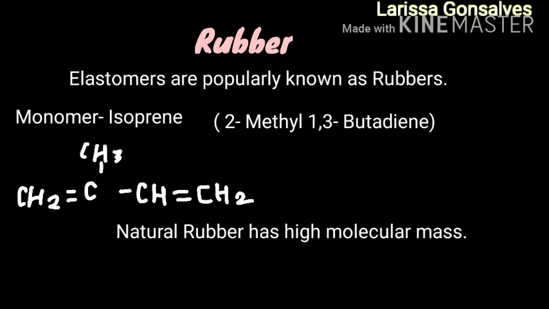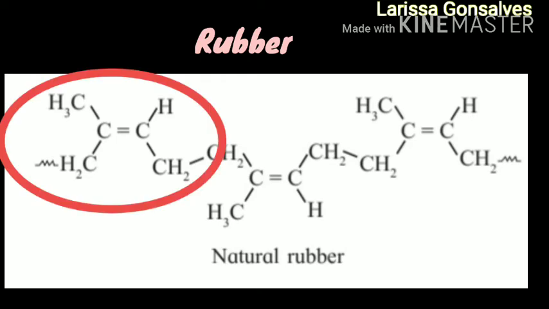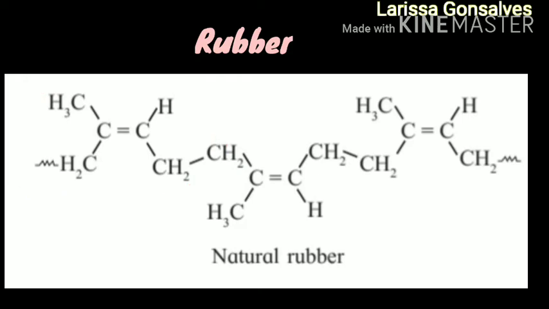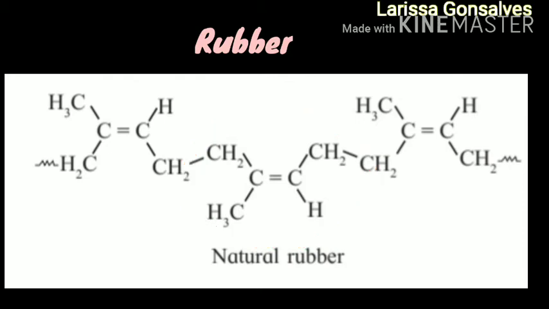Natural rubber has high molecular mass and also is a linear polymer. Formation of natural rubber takes place by addition polymerization. So the reaction involves adding up of isoprene molecules. So this is the reaction of natural rubber. This is one molecule of isoprene and the adding up of the second molecule takes place in opposite direction. Even the addition of third molecule is opposite to that of the second one.